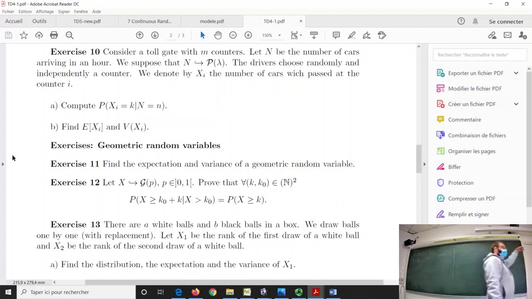The number of ways I have to wait until the first head appears, at least one. So k doesn't start from 0 for the geometric, but it starts from 1 with the definition of my course. Okay?